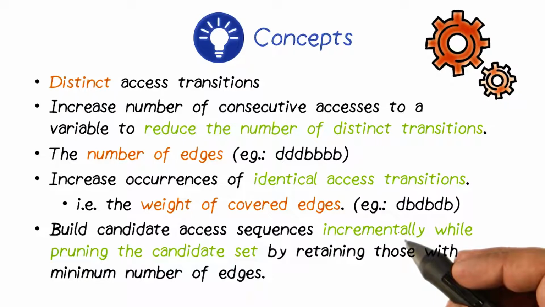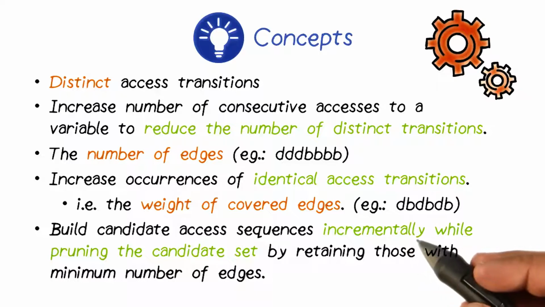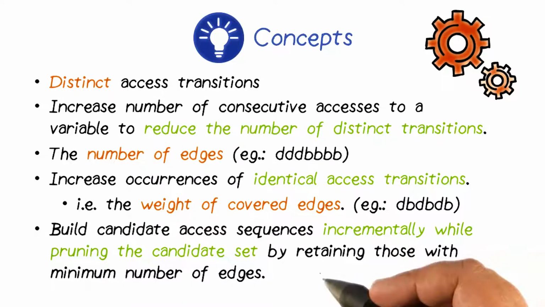We do these transformations, and what we do first is build candidate access sequences, and then we prune them by retaining those with the minimum number of edges, or maximum frequencies, and the minimum number of distinct transitions. So the pruning keeps those sequences which have the least number of distinct transitions and the highest edge weights. On such a graph, if we run MWPC, we are definitely going to get a better solution.